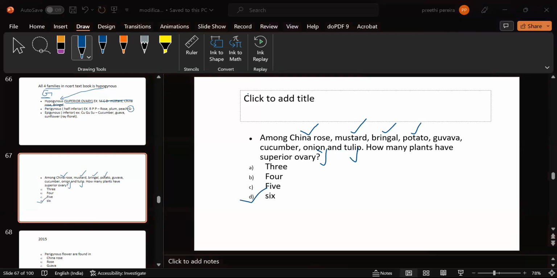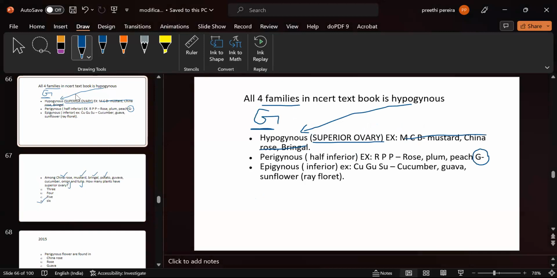All of you are wrong. I don't know why you all said 3. You just counted mustard, China rose, and brinjal. Okay, you didn't see the China rose. Fine. So look over here. That's why I'm stressing on it. For hypogynous flowers, all the examples of the four families in the NCERT are included. Along with that, add China rose.